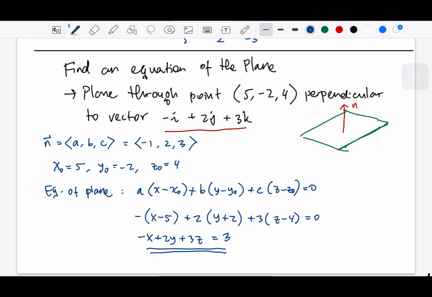Okay, that's a little bit of review on lines and planes in vectors. The rest I think I can give as an exercise, and also maybe you can have more practice with your TA.